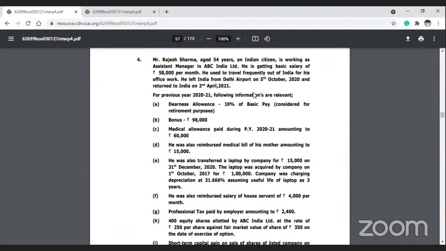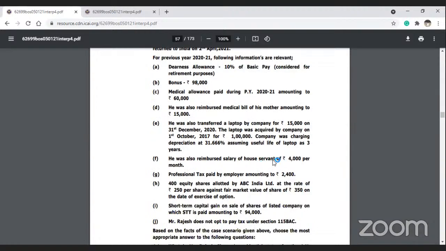Yes, it came. How much did it come? And minus 10,29 and from that minus 50,000, 9,79,000. And professional tax, 2,400. Do we add it or do we do less, minus? Yes. So that will be 9,76,600.